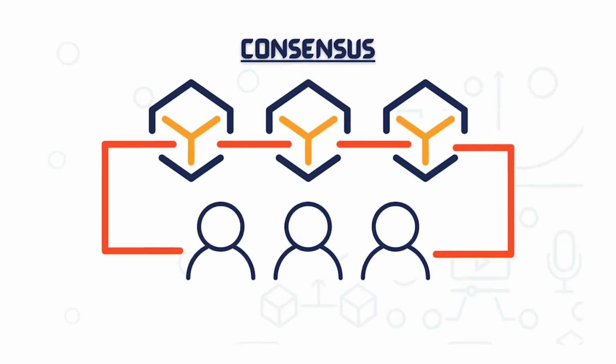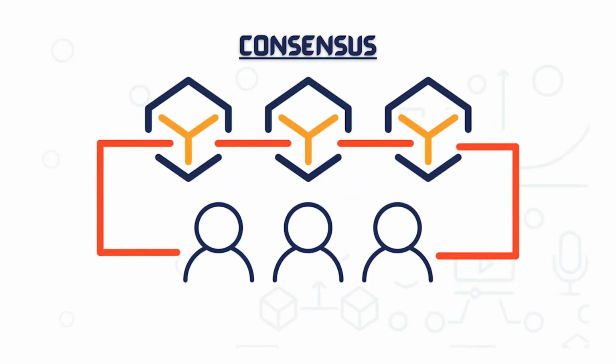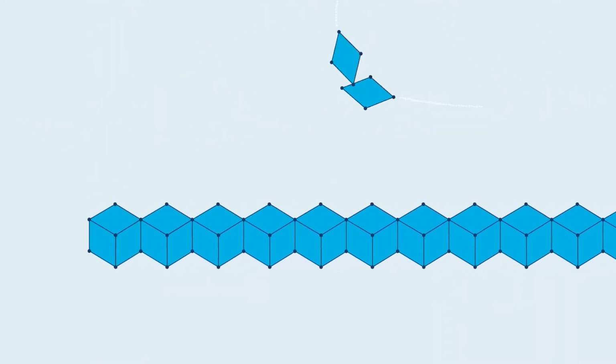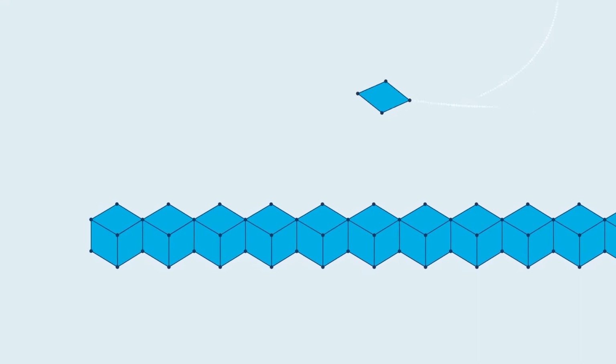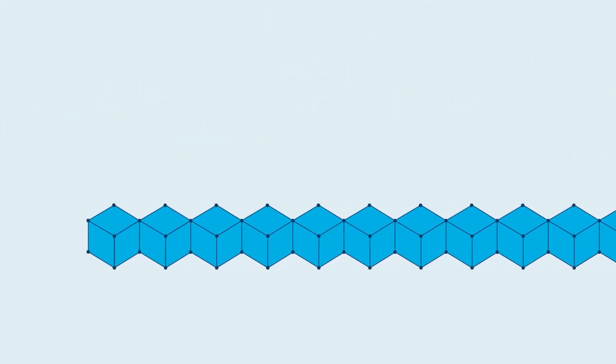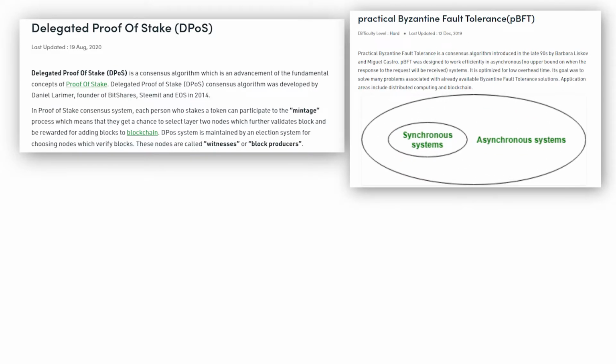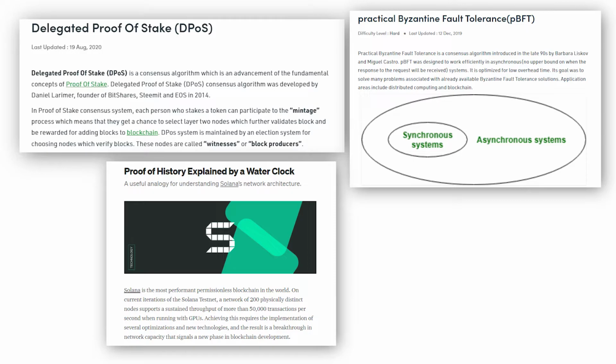Consensus. The last important part of blockchain architecture is consensus. It is the method through which a transaction is validated. Each blockchain can have a different consensus method attached to it. For example, Bitcoin uses proof of work, or POW, whereas Ethereum uses proof of stake, or POS. There are other types of consensus methods, such as delegated proof of stake, or DPoS, practical Byzantine fault tolerance, or PBFT, proof of history, or POH.